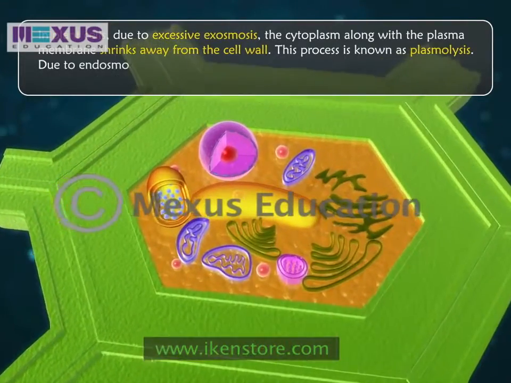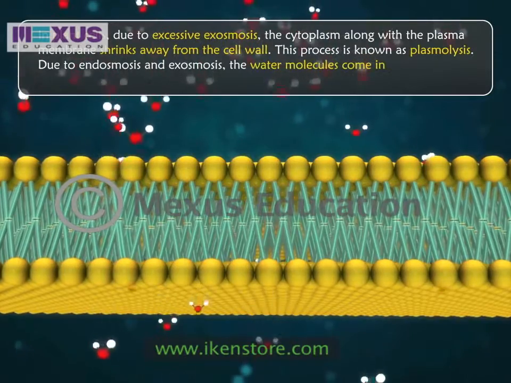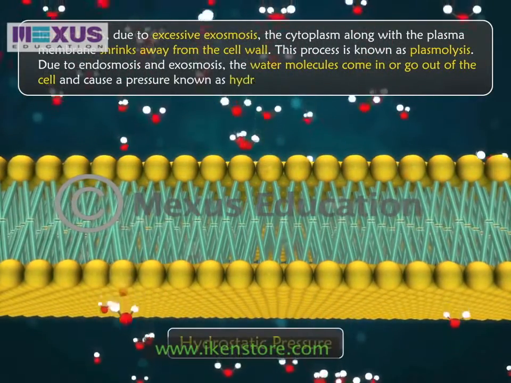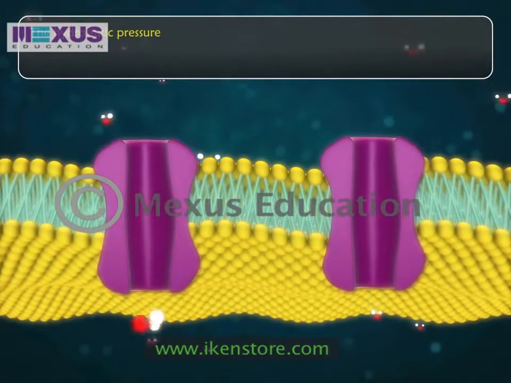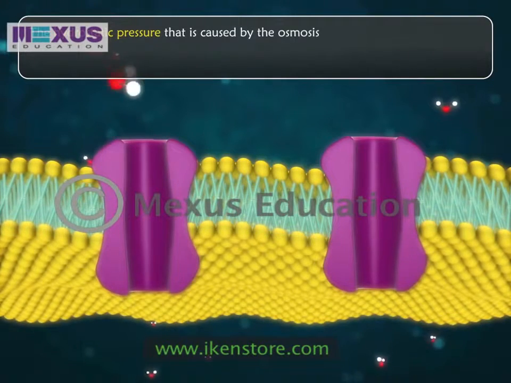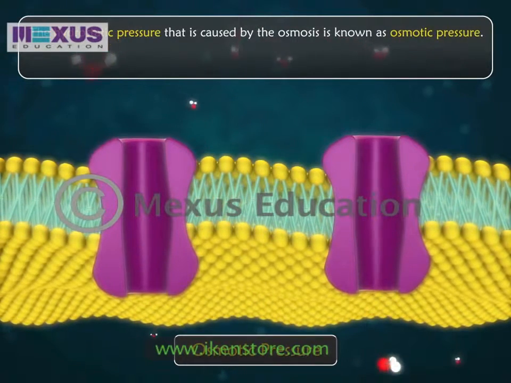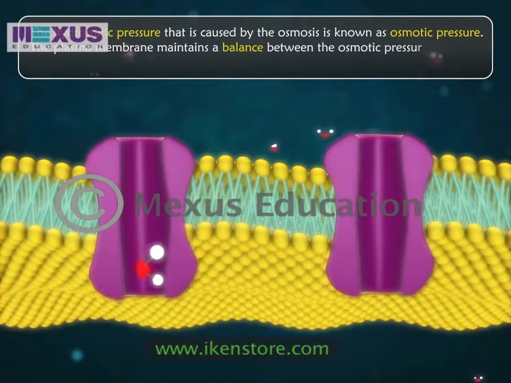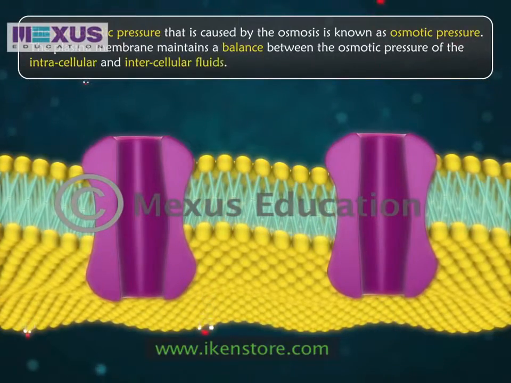Due to endosmosis and exosmosis, the water molecules come in or go out of the cell and cause a pressure known as hydrostatic pressure. The hydrostatic pressure that is caused by the osmosis is known as osmotic pressure. The plasma membrane maintains a balance between the osmotic pressure of the intracellular and intercellular fluids.